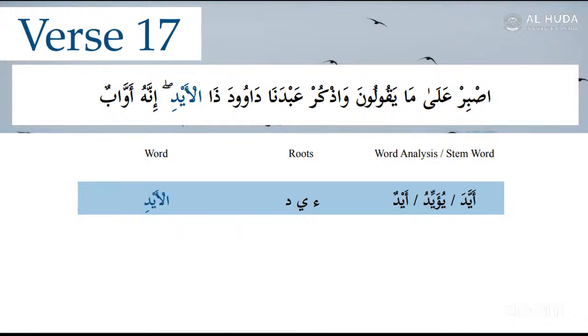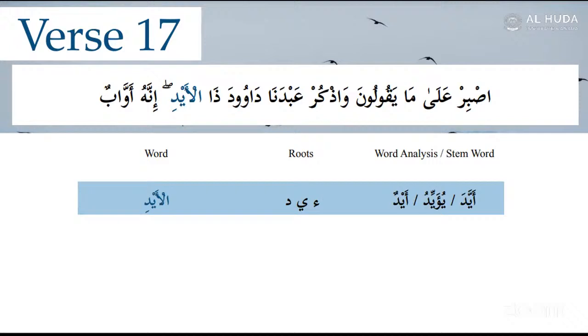So Dawood alayhi salam is described as Dhal Aid, possessor of strength. How so? Number one, he had physical strength. Iron would be like soft dough in his hands, and he would mold it whichever way he wanted. Alanna lahul hadid. Then also he had the strength to control himself and remain firm in obedience to Allah.